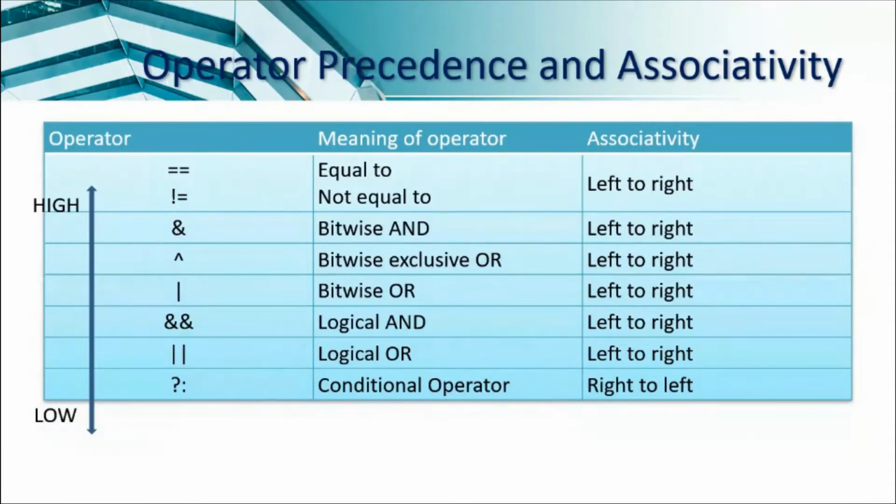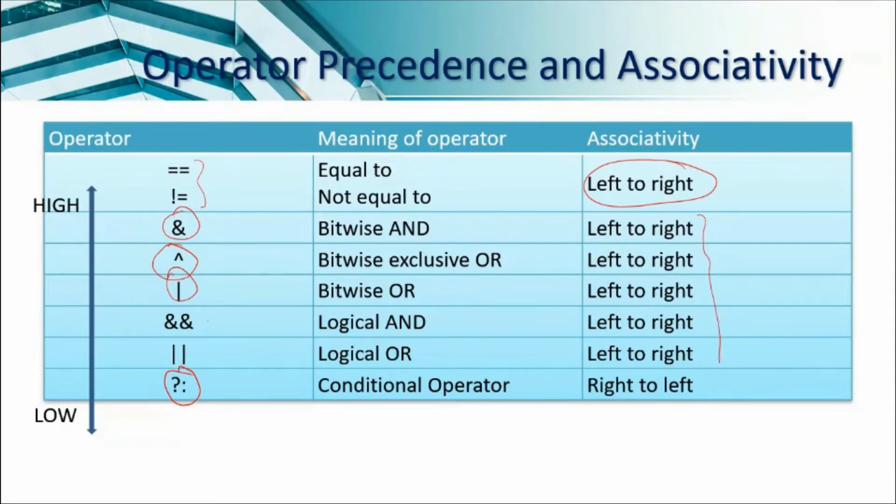Then comes equal to and not equal to. They have the same precedence and their associativity is left to right. Then bitwise and, bitwise exclusive or, bitwise or, logical and, logical or, and the conditional operator. These have different precedences. The bitwise and has a higher precedence than the bitwise exclusive or and bitwise or. The operator with the lowest precedence is the conditional operator. And in all these cases, the associativity is left to right.